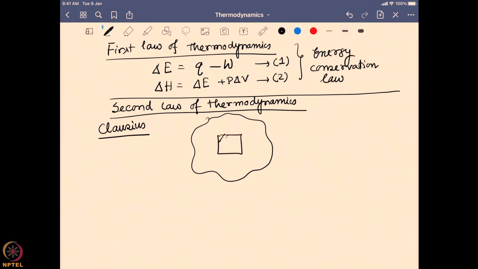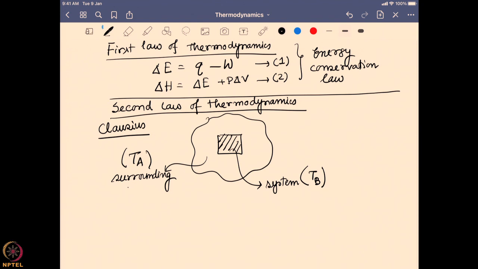He said we have a system and we have a surrounding. Say the surrounding temperature is TA and the system temperature is TB. Now say the temperature TA is less than the temperature TB. That means the surrounding has a lower temperature compared to the temperature of the system.